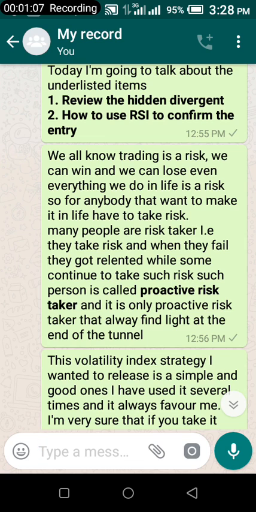and we can win and we can lose. Even everything we do in life is a risk. So anybody that wants to make it in life has to take risk. Many people are risk takers, but when they fail, they relent. Some continue to take such risk, and such a person is called a proactive risk taker. And it is only a proactive risk taker that always finds light at the end of the tunnel.